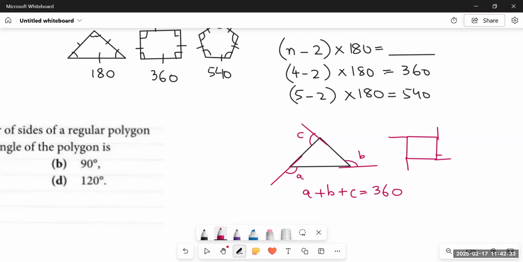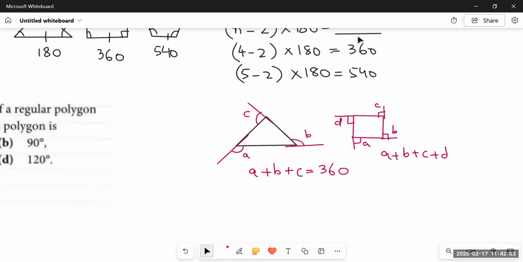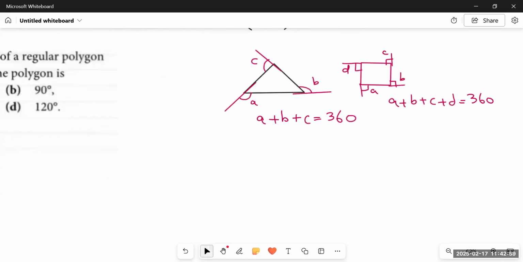So these angles 1, 2, 3, 4 would also be, let's say, A, B, C, D. The sum of the angles would be 360 again. So you see the difference: when we talk about interior angles, their sum is different in every polygon. But when we talk about the exterior angles, their sum would always be 360, be it a triangle, rectangle, pentagon, or any other polygon, whatever it is.